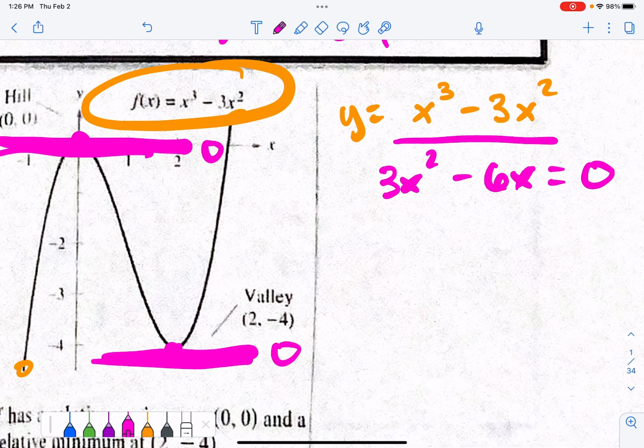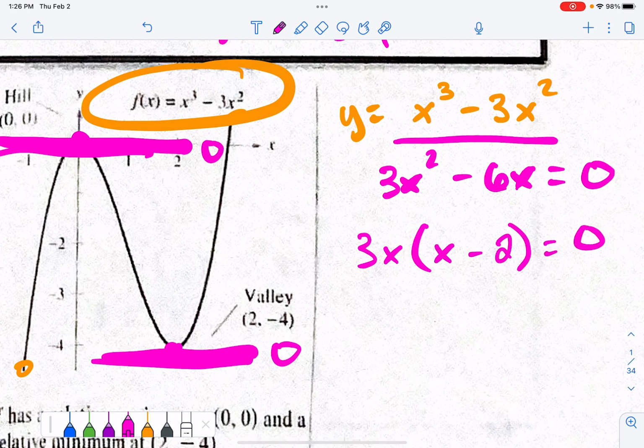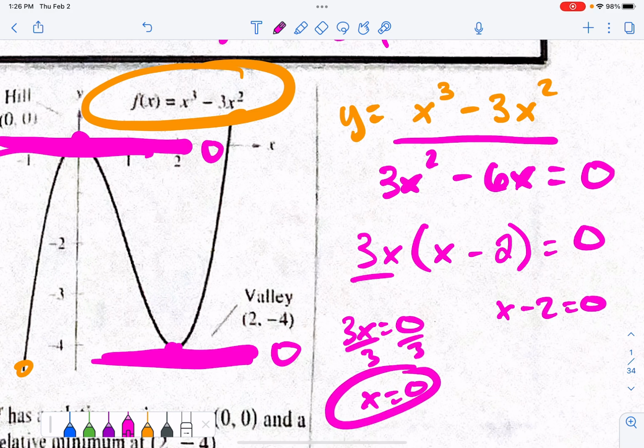Let's pull a 3 and an x out. 3x times x minus 2 equals 0. Now I set each piece equal to 0. If I set 3x equal to 0 and x minus 2 equal to 0, here I divide by 3, so x is 0. Here I add the 2 over, so x equals 2.